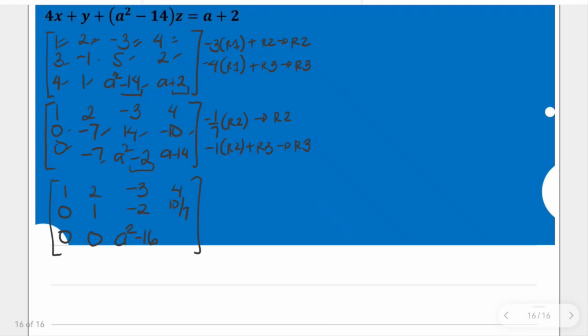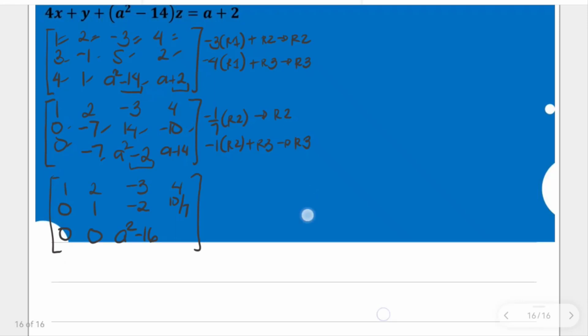Negative 1 times 10 is positive 10, and you add it to negative 14, so you have a minus 4. That's 4, sorry. So let's look at the relationship of these two entries here. Let me write it here: a squared minus 16 and a minus 4. Okay? So if this is 0 and this is 0, I will have a matrix 1, 2, negative 3, 4, 0, 1, negative 2, 10 over 7, 0, 0, 0, 0.